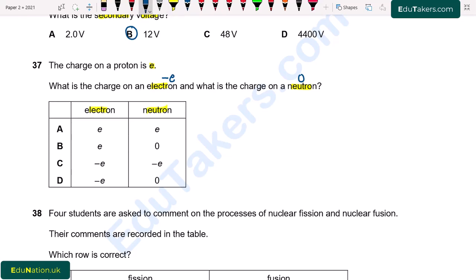So option A, E and E, it is incorrect. B, E and 0, it is also incorrect. C, minus E, it is also incorrect. And D, minus E and 0. So this option is correct.